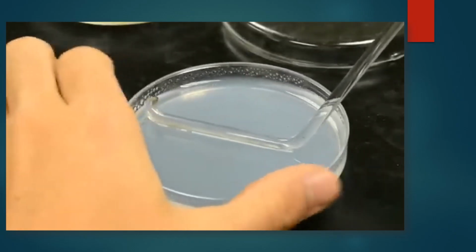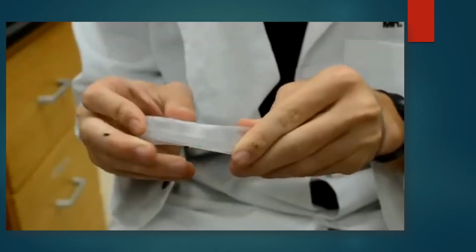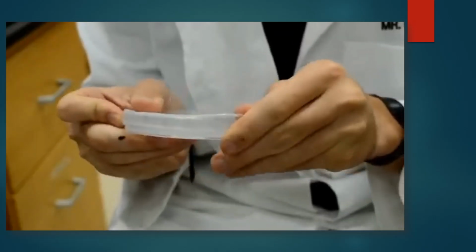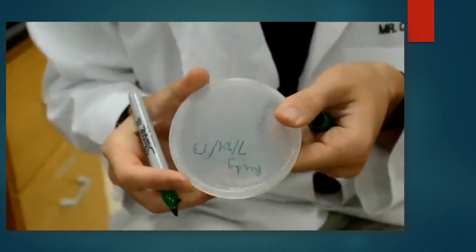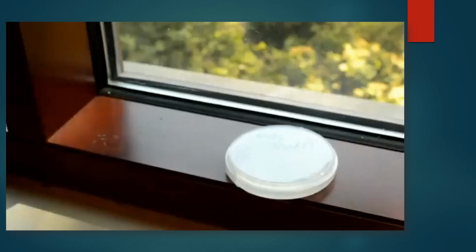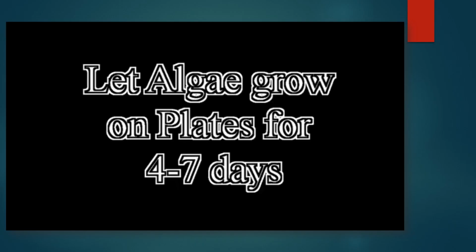Do 2 or 3 revolutions. Flame the rod again and store. Use tape or parafilm to seal the edges of the dishes in order to reduce the chance of contamination. Finally, label the samples with name and date and place them under a window or under light racks. It'll take 4 to 7 days to achieve noticeable growth.